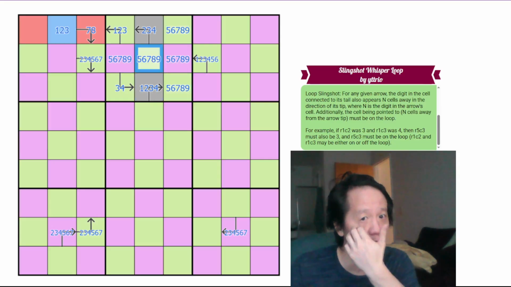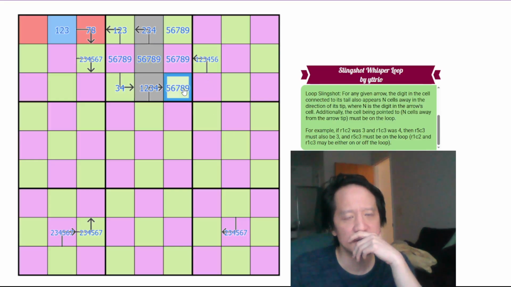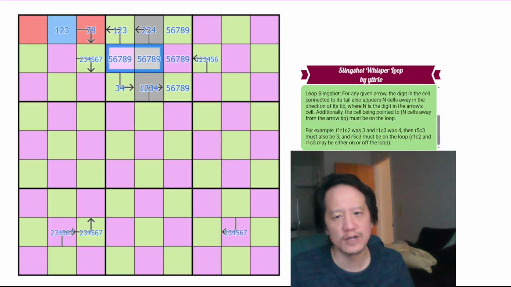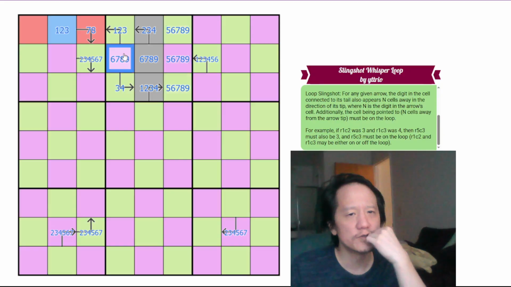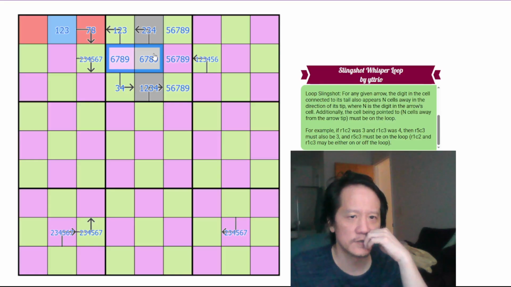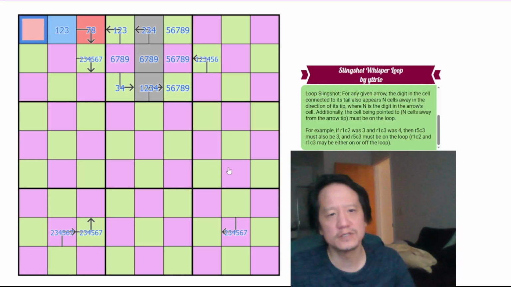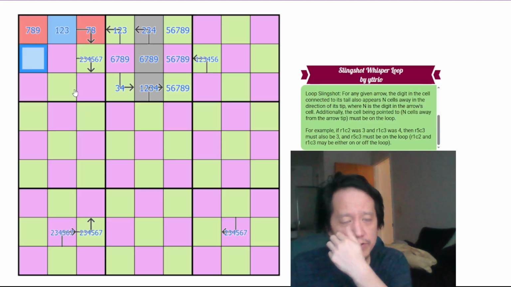Therefore, this can never be low. So this would never be on the loop. That's fine. So this would be high, this would be high. So both of these would have to be high. Okay. So none of these can ever be 5, period, I guess. That's interesting. This would be 7, 8, 9 because it's between 2 unique digits on a German whisper loop. So this would be on the loop.